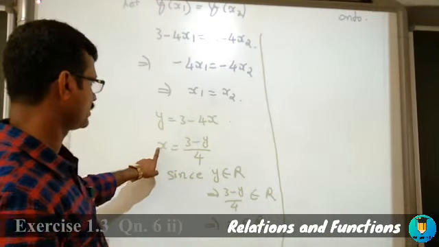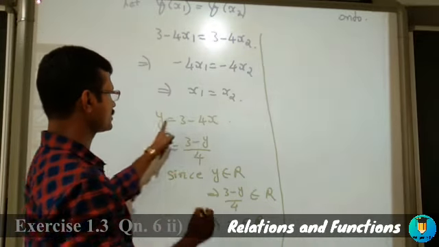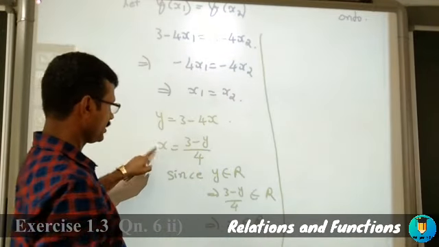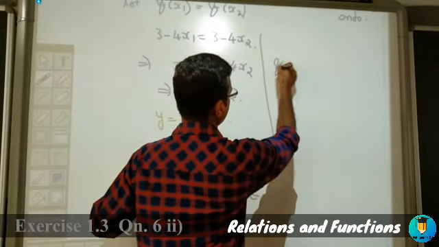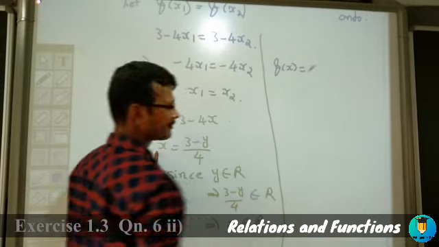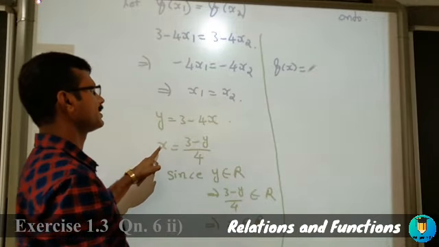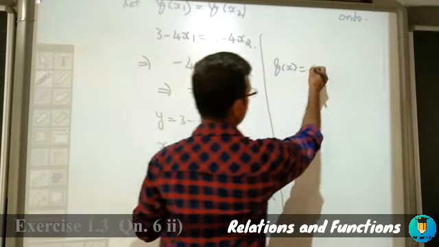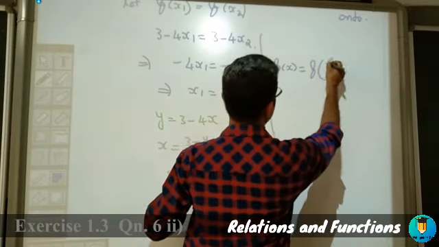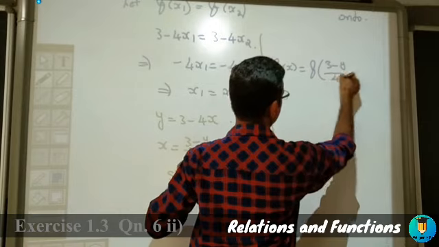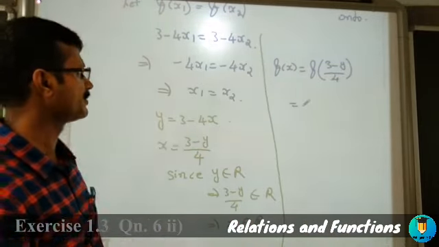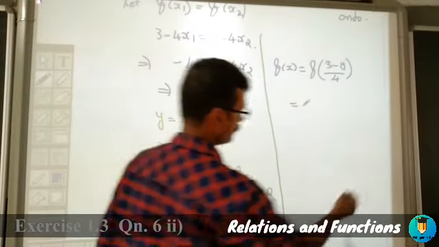Other method. So I reached here y is equal to 3 minus 4x, x is equal to 3 minus y by 4. Now another method is like this. I will take f(x). In place of x I will put this, that is f of (3 minus y) by 4. In place of x I am putting this and I am simplifying it. So I just simplify.